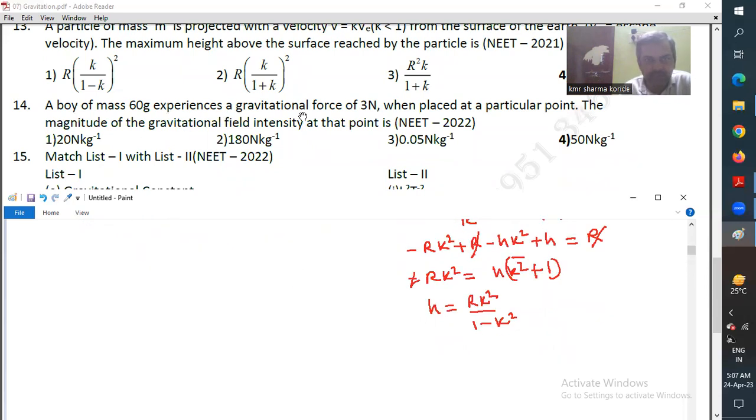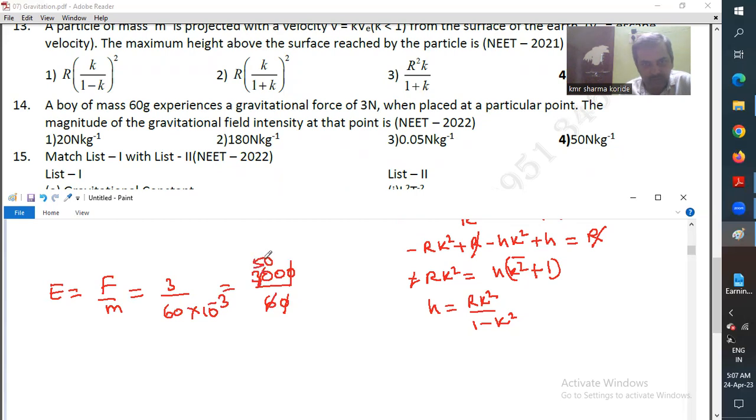A body of mass 60 grams experiences a gravitational force of 3 newtons when placed at a particular point. What is the magnitude of the gravitational field intensity? So E is equal to F by mass, gravitational force by mass. They mentioned the force is 3 newtons. Mass is 60 grams, 60 into 10 to the power of minus 3 kg. So it will be, if you take minus 3 up, this will be 3000 altogether by 60. Therefore, this is 50. So the last option is correct.